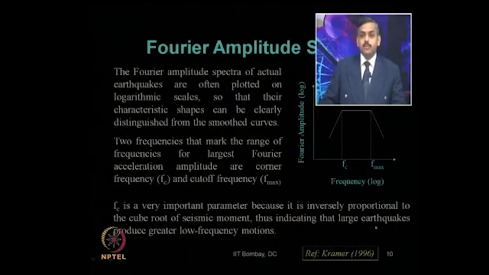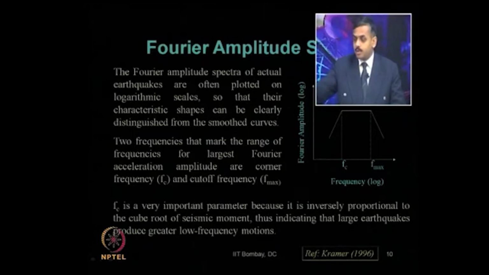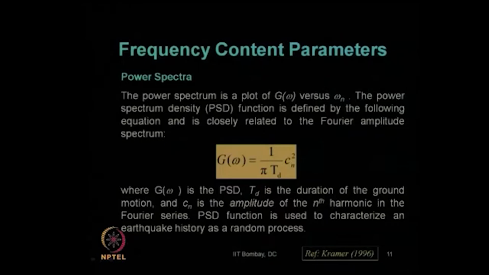So, that is the use of the Fourier amplitude spectra, but as I have already indicated, it is an approximation: the random motion of the earthquake has been approximated through a periodic function, through use of this Fourier series function. Coming to the next type of spectra, which is also used sometimes to obtain the frequency content parameter, it is called power spectra.